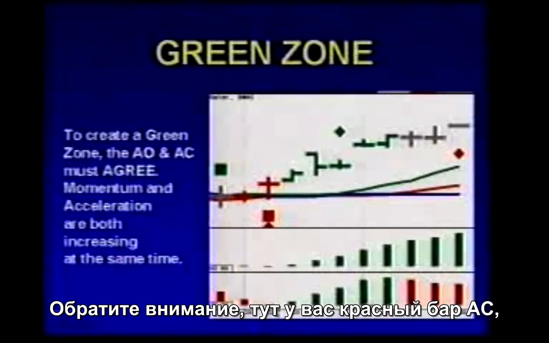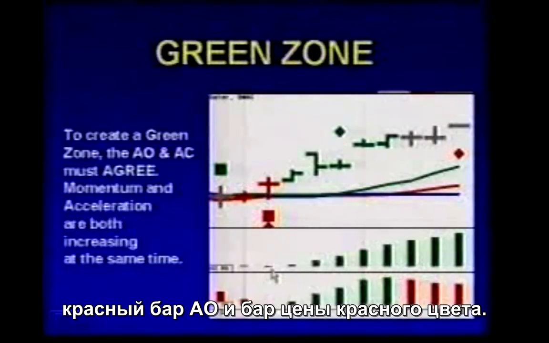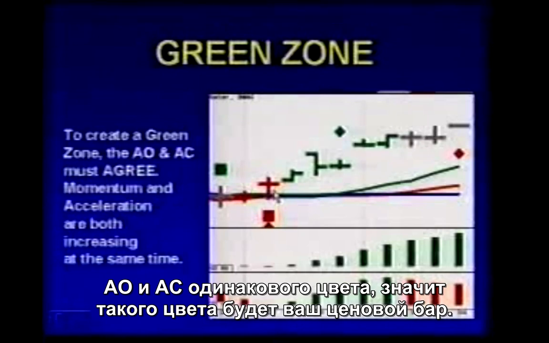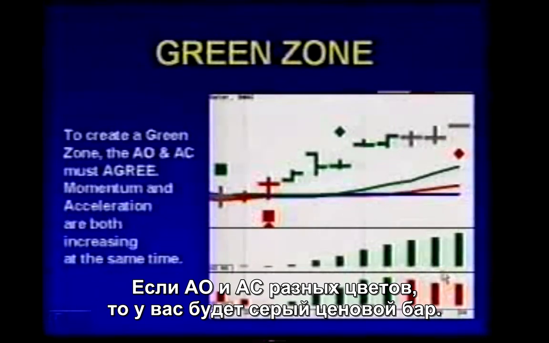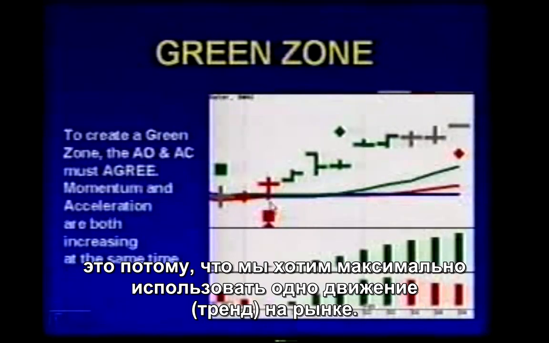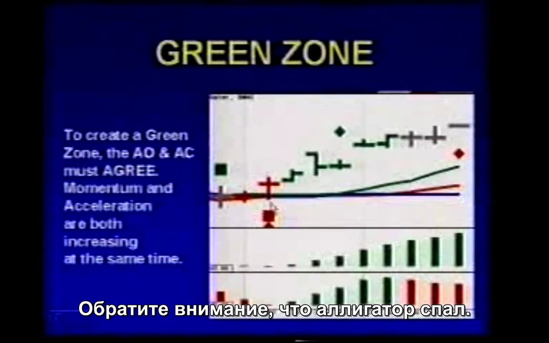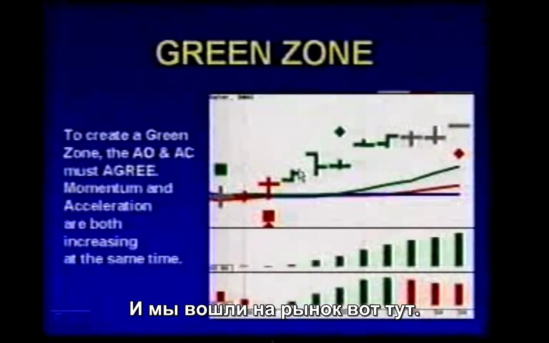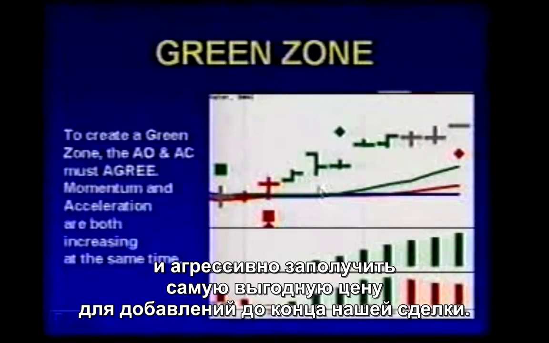And notice here you had a red AC and a red AO, and the price bar was painted red. I know we're in the green zone, but I want to show you so you have a preview of what's coming. If the AO and the AC agree, that's what color your price bar will be. If your AO and AC don't agree, you're going to have a gray price bar. The other reason we look at zone trading as an aggressive way of trading is because we want to capture the most out of a move. We want to get the best average price. So notice the alligator was sleeping here. There was a fractal, and we did enter the market here. So once we're in on our initiating fractal, we want to get aggressive and get the best average price for the rest of the move.